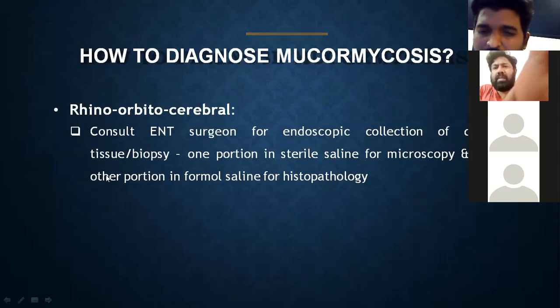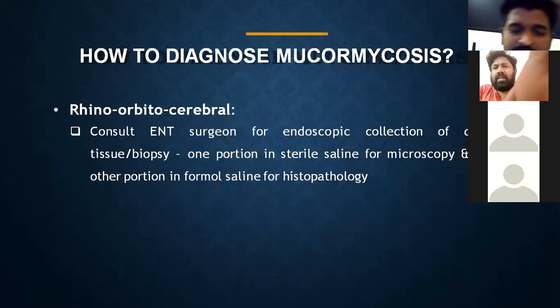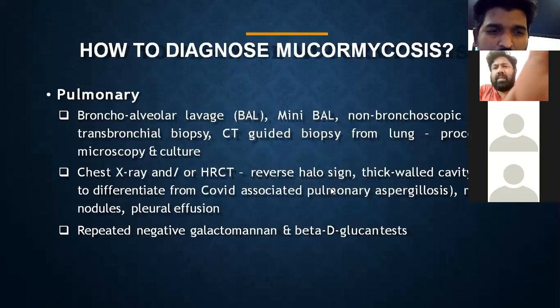Particularly for invasive mucormycosis, as the name indicates, it's invasive. It may be tissue invasive or angio-invasive. For diagnosis, it is not enough to get a collection of the secretions. You need to get a tissue, the necrotic tissue. You need to take a biopsy of the particular area wherever you are seeing it, and put one portion in sterile saline for microscopy, and another portion in formalin for histopathology.